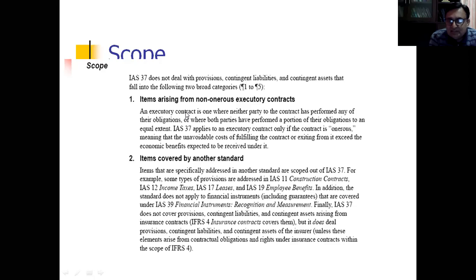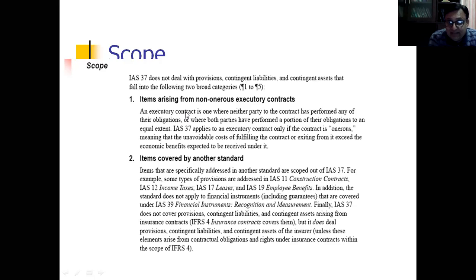If it is non-onerous, it means there is no unavoidable cost of fulfilling the contract or exiting from the contract, it will not have any loss to the organization or the organization will not have to spend something, then it will not be reported. So an item arising from a non-onerous contract means where no unavoidable cost is there.